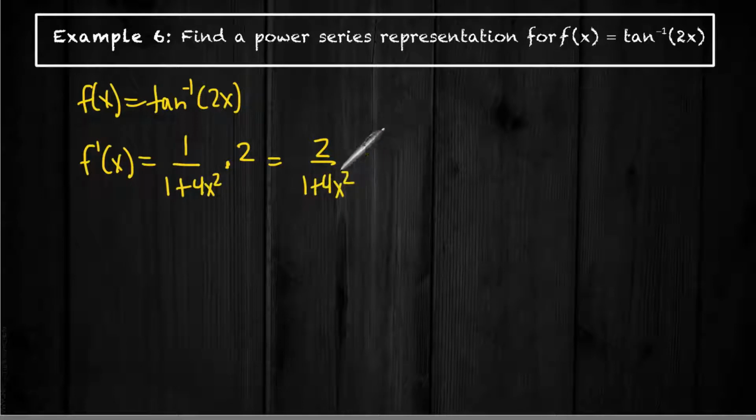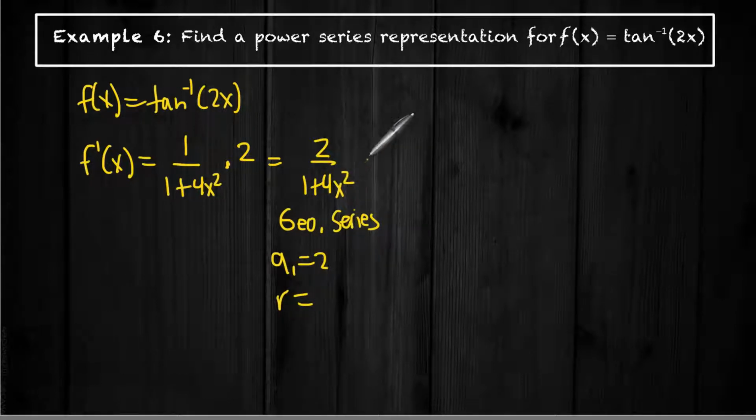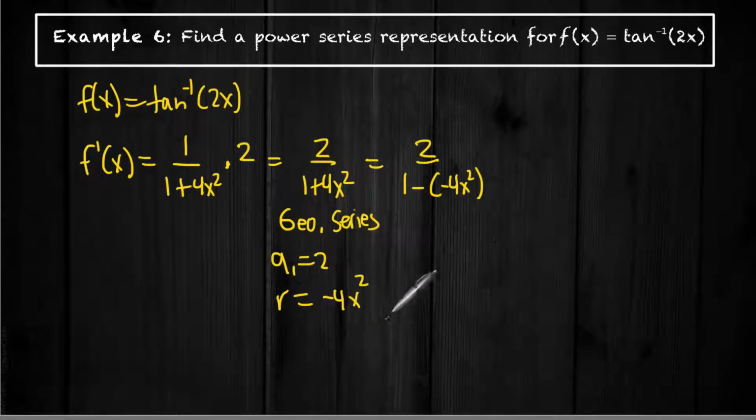So now we're going to recognize this as a geometric series. And so now we can recognize that our a1 is 2 and our r is, well, let's write this as 2 over 1 minus a negative 4x squared. So that way we can recognize our r to be negative 4x squared. And so now we want to plug that into our geometric series representation. So a1 times r, which is negative 4x squared, to the n.